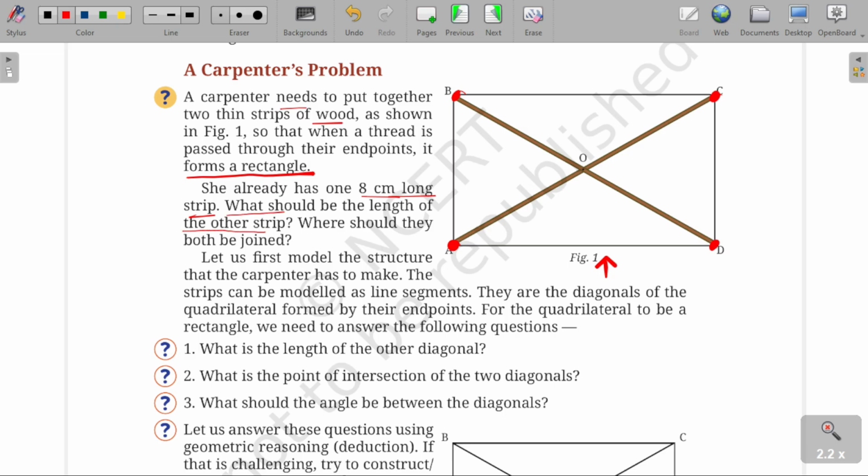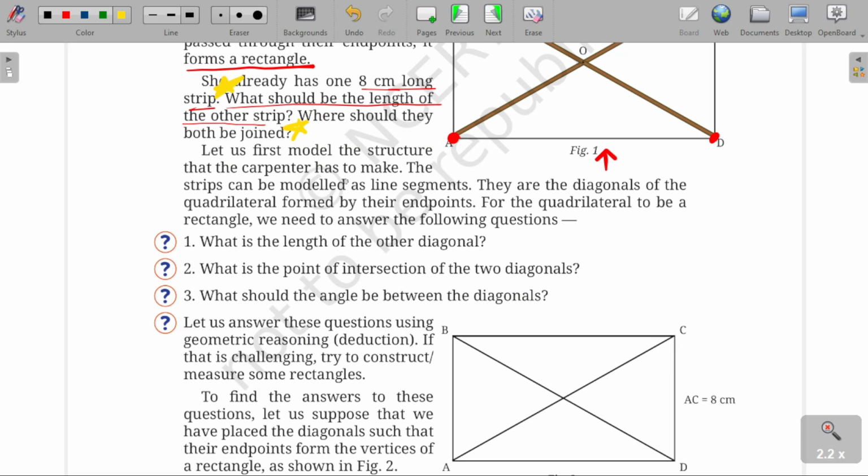This is question number 1. Aren't you curious to know this, right? This is important. What should be the length of the other strip? And where should they both be joined? This is the second most important question asked. So we'll do this activity. We use some definitions to find out these answers. So let us first model the structure that the carpenter has to make. So what is the structure?